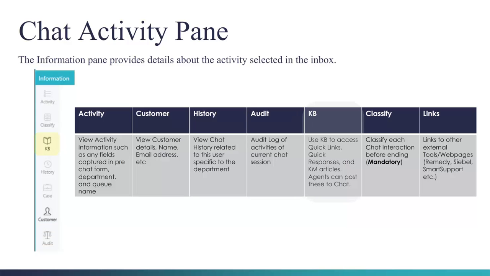KB or Knowledge Base allows you to access quick links, quick responses, and KM articles. Agents can post these to their chat. The Classify link allows you to classify each chat interaction before ending. This step is mandatory. You can also be linked to other external tools or web pages.